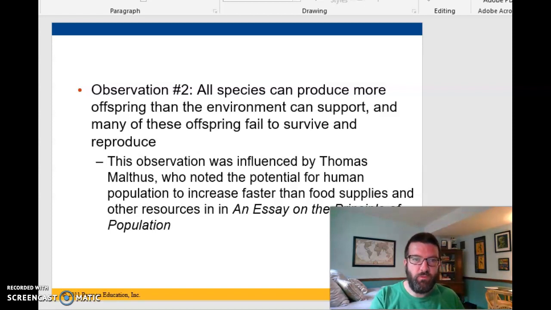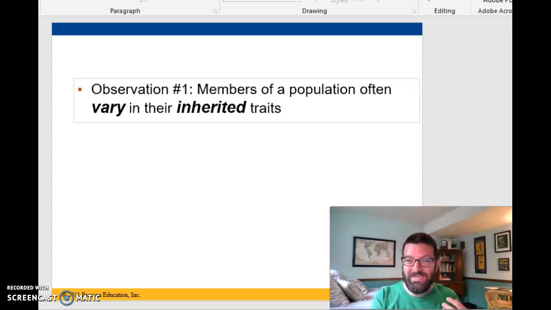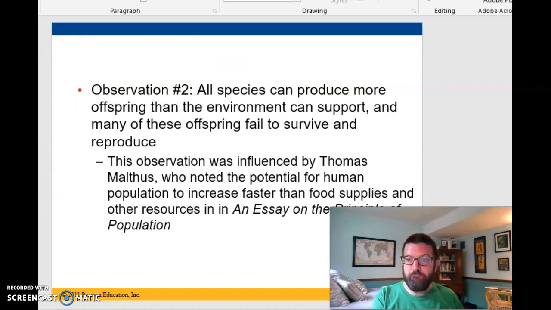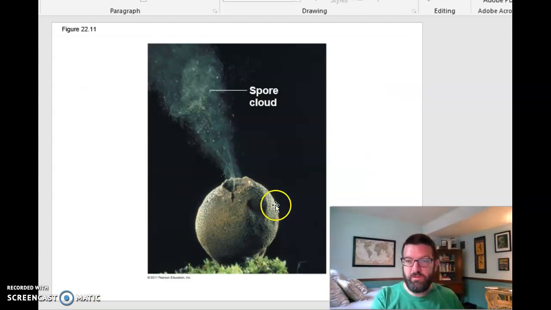So, observation 1, we vary in inherited traits, right? Two important things there. Observation 2, there will be competition, essentially. Organisms will reproduce until they have filled up the ecosystem, the environment, and there will be competition. So, for instance, you look at the spore cloud from this particular fungus, right? There are thousands and thousands of individual spores there. Each of them, if there are enough resources, could theoretically grow to become an adult organism.